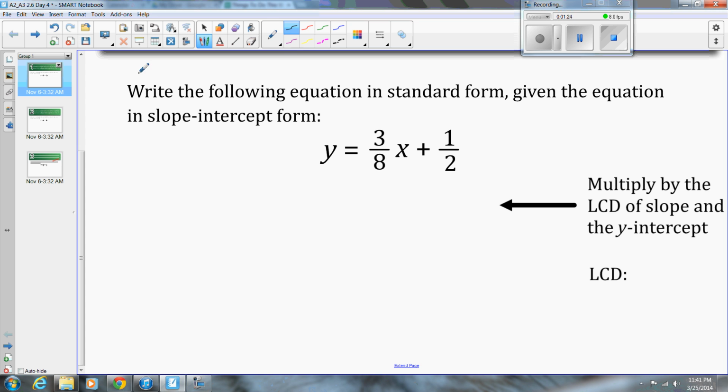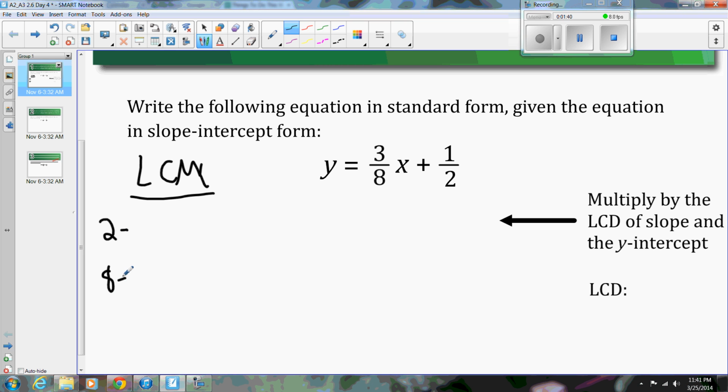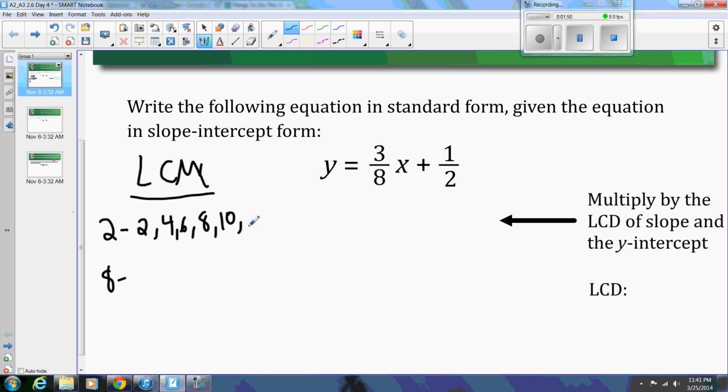Let me get my pen back here. It's really the least common multiple. If you're having trouble figuring out the least common denominator, you can just take the least common multiple between 2 and 8. What does least common multiple mean? I list all the multiples of 2: 2, 4, 6, 8, 10, and so on, and then 8, 16, and I'm going to stop. The least common multiple is literally the first number that appears in both lists, which I'll circle in red.